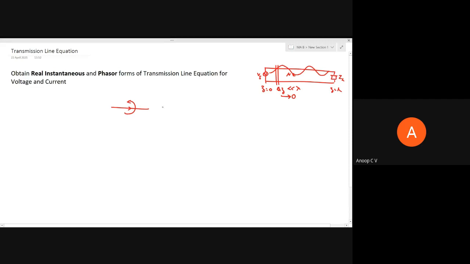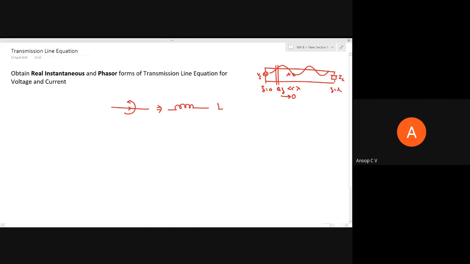So this can be represented using an inductor, L. And I'm not interested in the total inductance or total resistance or total capacitance. I am interested in inductance per unit length, how this inductance is distributed over the transmission line. In our discussion, we'll be considering a uniform transmission line.